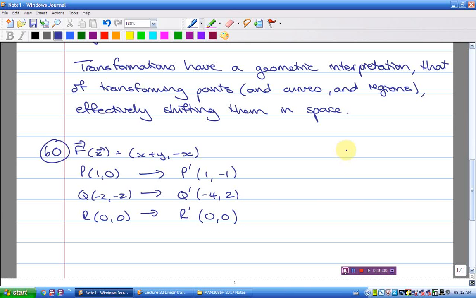And if I draw that on a picture, let's have a look. P started off at 1, 0 and shifted to 1, minus 1. Q started off at minus 2, so down here, and shifted to minus 4, 2, so somewhere up here. That's Q and that's Q dash. And R was at the origin, and R dash is also at the origin.